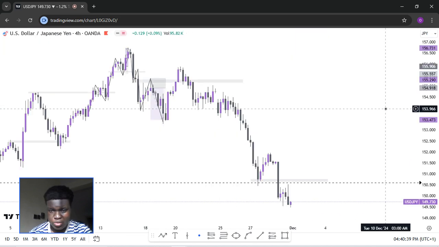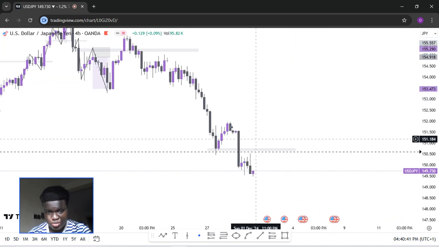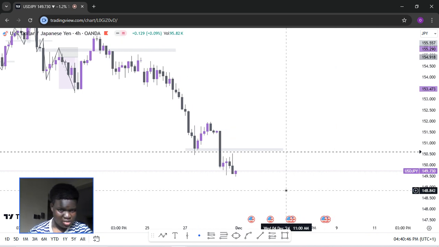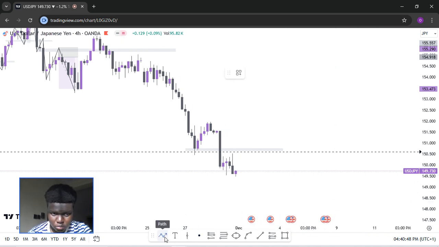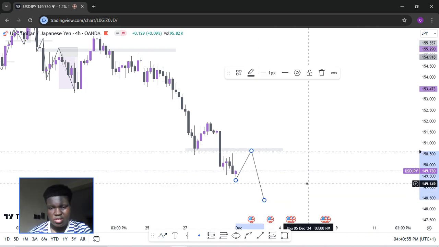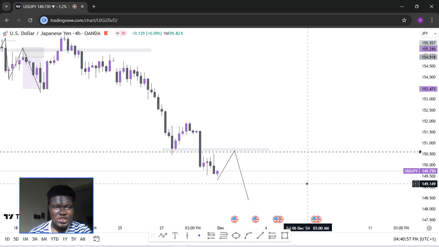Okay, USD JPY. We had this break and retest. Price didn't quite make it to my POI the way I like it, so I did not take the trade. But if price comes back like so, I could easily still take these sales. So that's basically all for the week. That's how my week went.